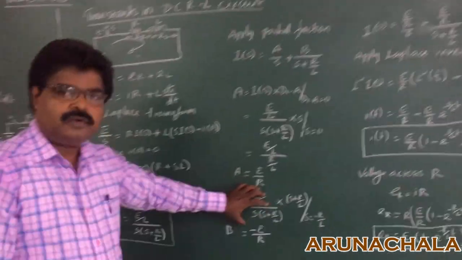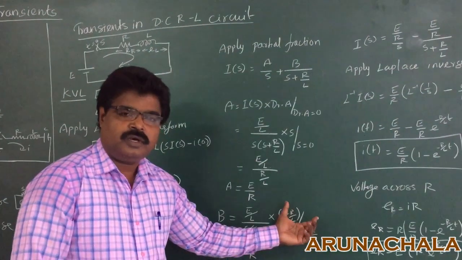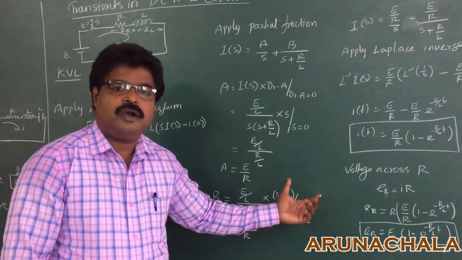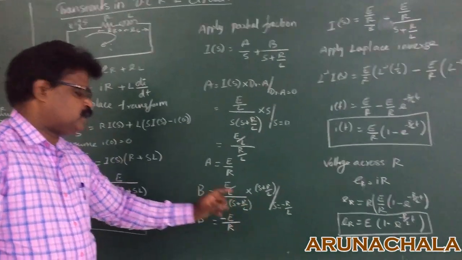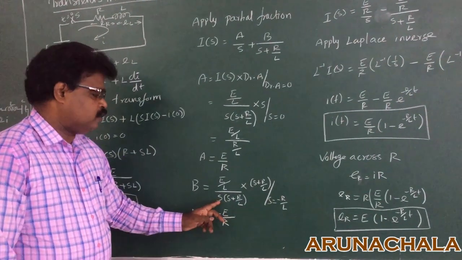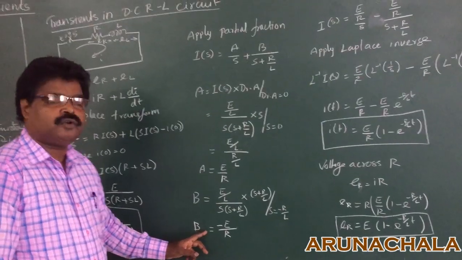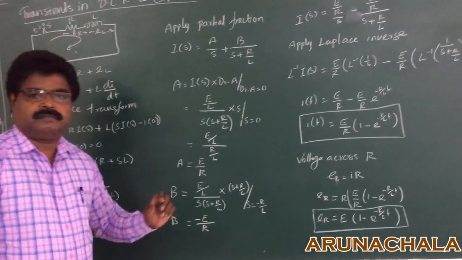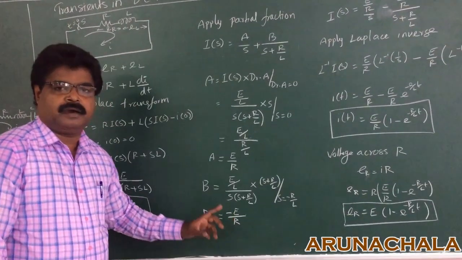I of s into the denominator of b, and the denominator of b is equal to 0. That means s is equal to minus r by l. So this s plus r by l and this s plus r by l get cancelled. Then you substitute s is equal to minus r by l. Again l gets cancelled. So b is equal to minus e by r.